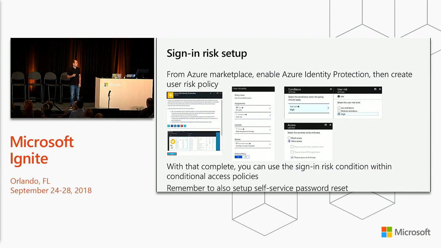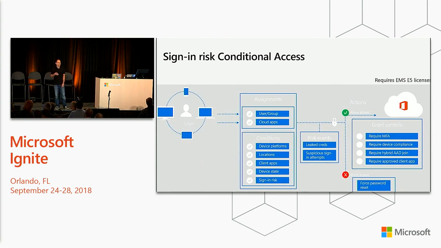To do so, we have to enable it. Within the Azure Active Directory portal, you have to enable the Advanced Azure Identity Protection module, and then we'll create a risk policy. Our recommended practice for this is you create a risk policy scoped for high-risk users, and you force those high-risk users to reset their password. That also does require you to set up self-service password reset as part of this flow. But once you set up this risk policy, we can now use sign-in risk as an additional condition in our conditional access policies. That additional condition, when used, evaluates those types of events.